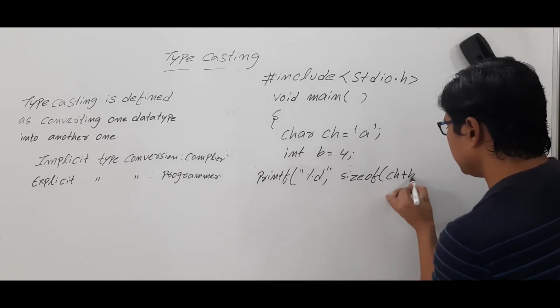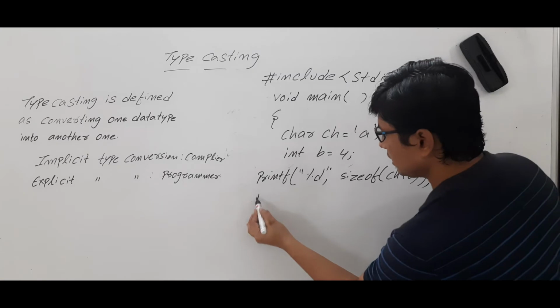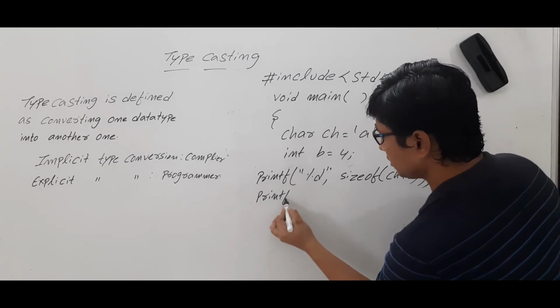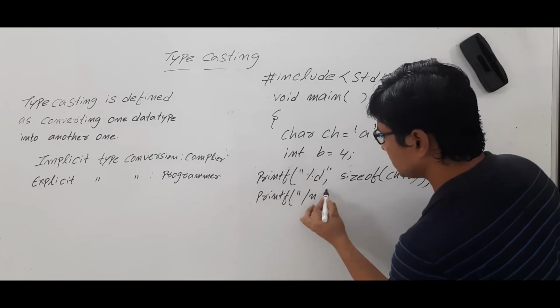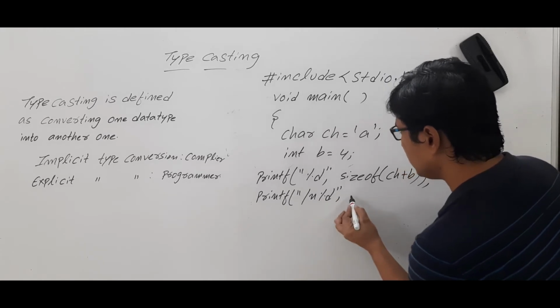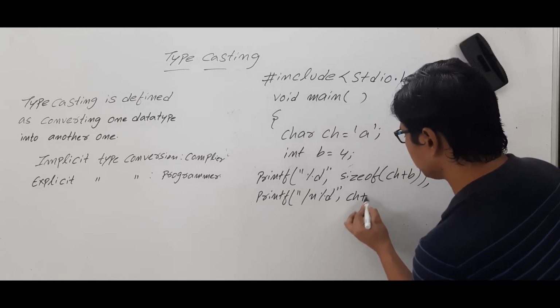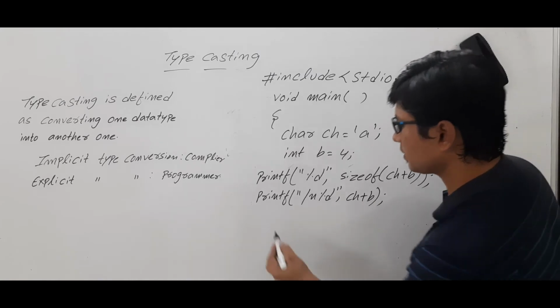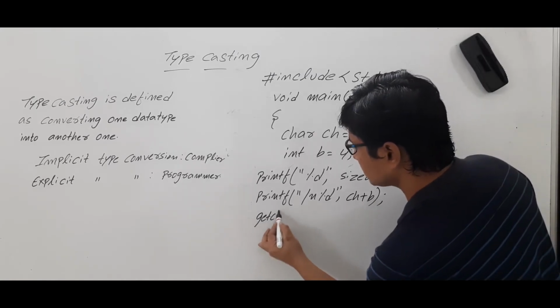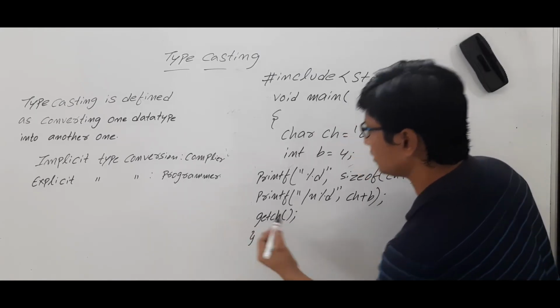(ch + b)). Then I have written printf("\n%d", ch + b), and I'm writing getch(), and I'm closing the main function.